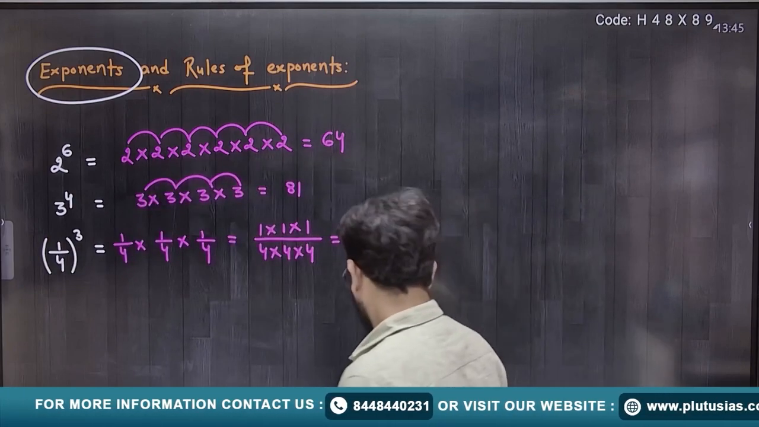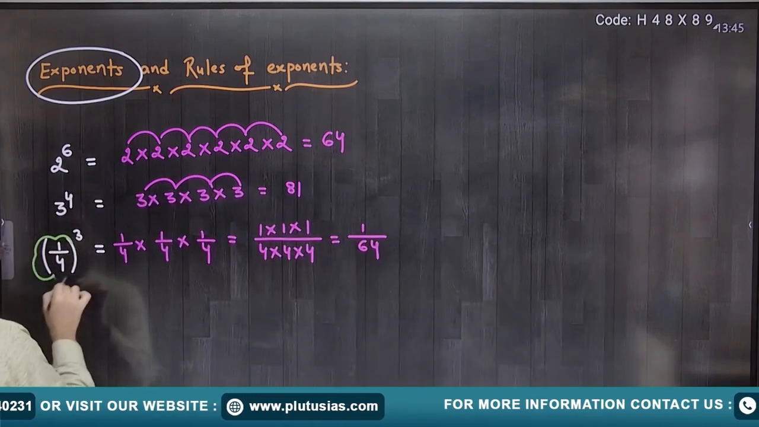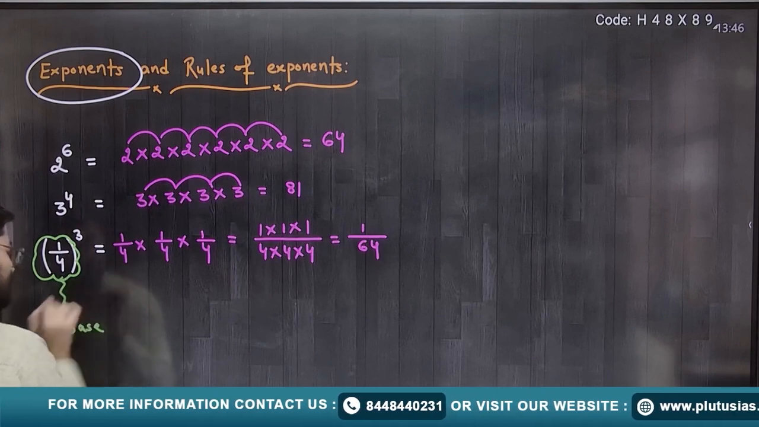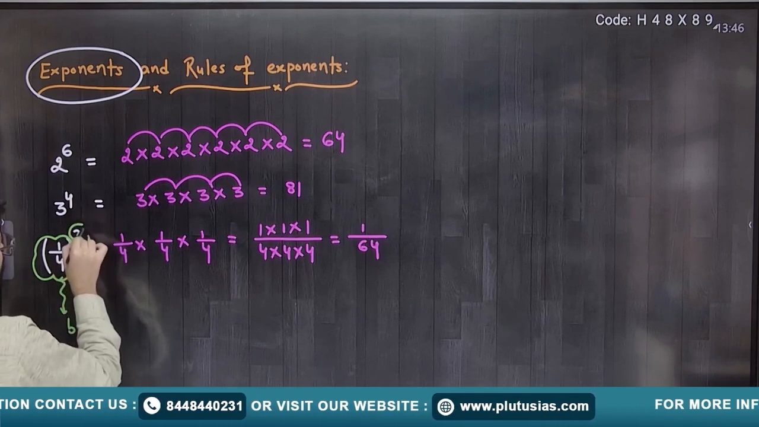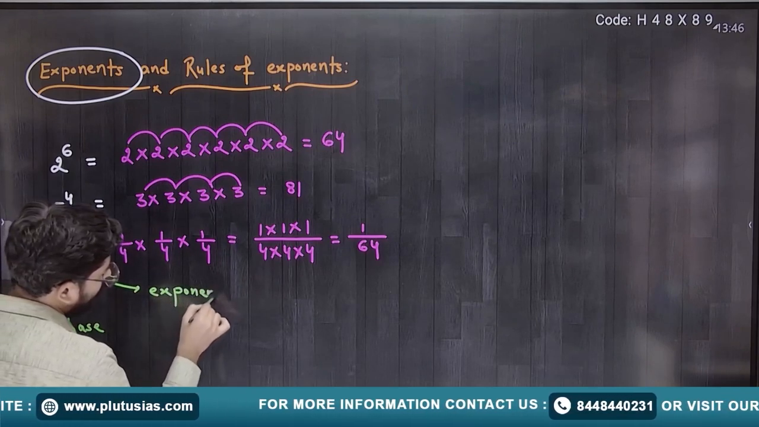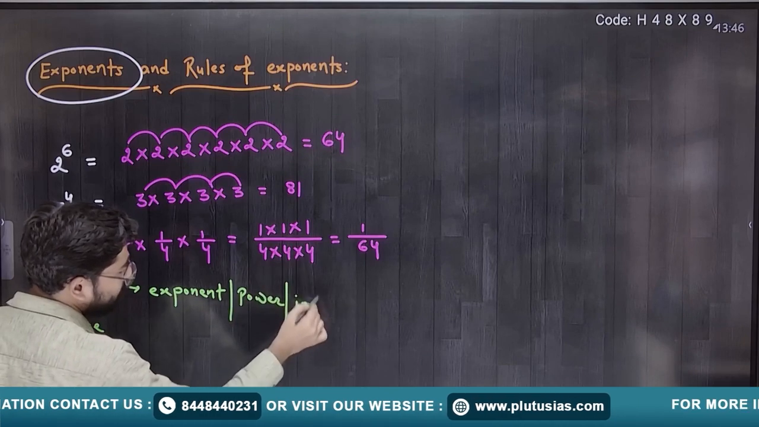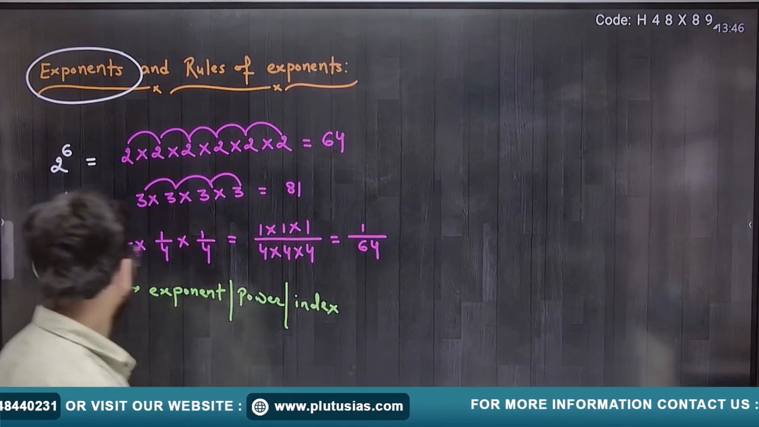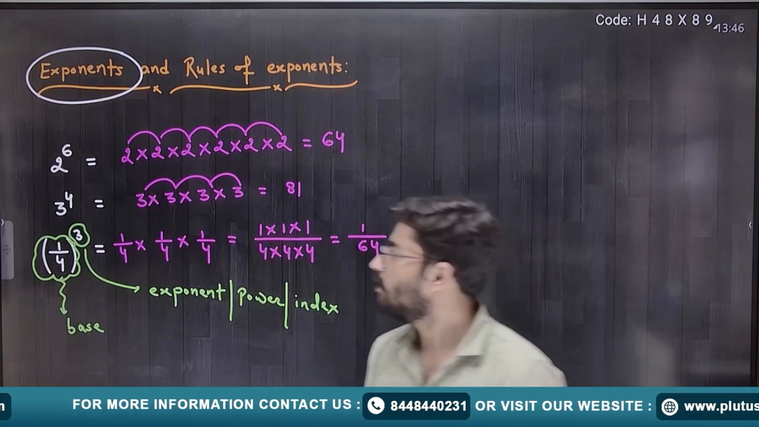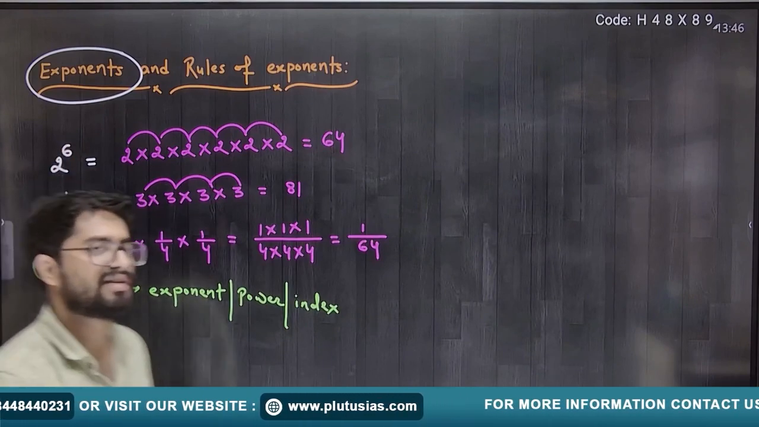Now here we have two numbers. One is here. So that number is known as what? That number is known as base. And this number is known as what? This number is known as exponent or power, you can say, or sometimes you can say index. So you can say 1 by 4 power 3. So 1 by 4 is the base, 3 is the exponent. Similarly here, 3 is the base, 4 is the exponent, 2 is the base, and 6 is the exponent.